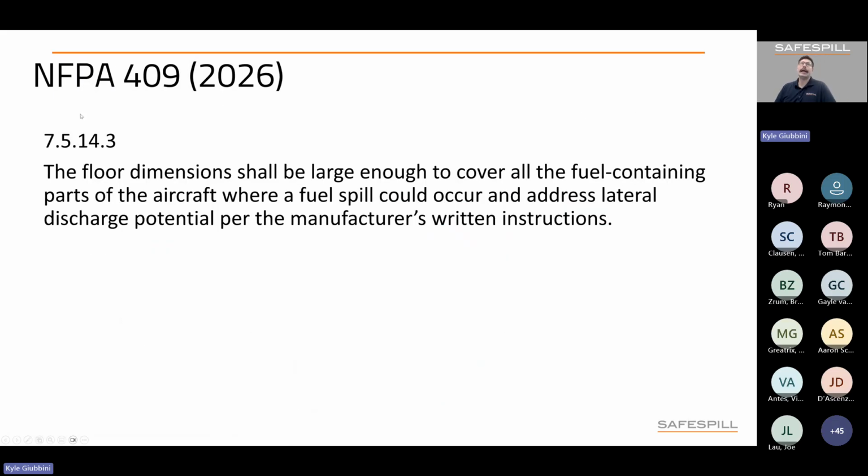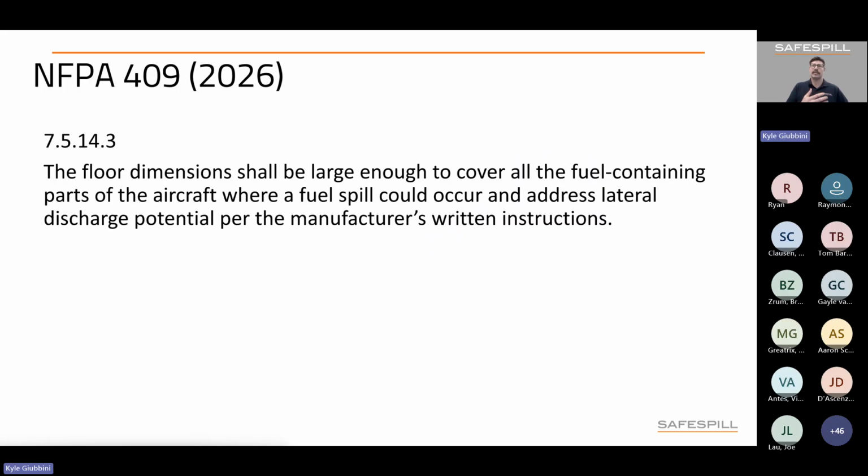So diving into code, NFPA 409, again, referencing the location in the 2026 edition. The text has not changed, but NFPA 409 says the floor dimensions shall be large enough to cover all the fuel-containing parts of the aircraft, right? So we're addressing fuel tanks and engines, and address lateral discharge potential. So accounting for that spill radius around those fuel-containing parts of the aircraft. But it does say to do this per the manufacturer's written instructions. So there's a little bit of vagueness here. And really the reason for that is NFPA being a widely used code. We don't want to give too much specifics on top in terms of the manufacturer of the ILDFA system.